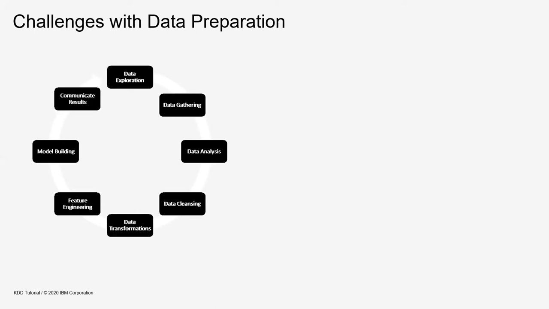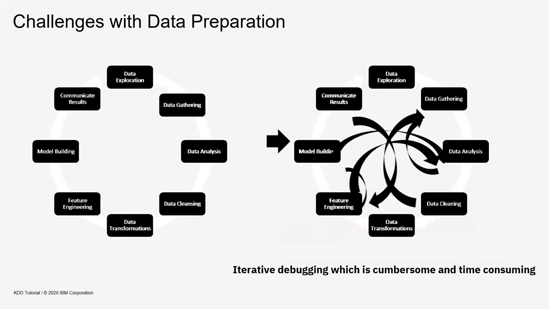In practice, a data science lifecycle really looks something like the one on the right, wherein a data scientist gets the data, they would do some cleaning, build some features, build a model, and then realize the model is not working up to the expectations. So they go back and do some more cleaning, build better features, build a newer model, and so on. So in reality, it is really an iterative debugging task, which is cumbersome and time consuming.